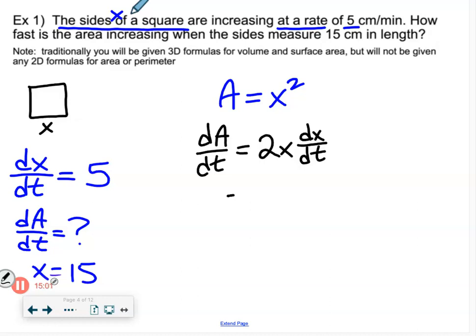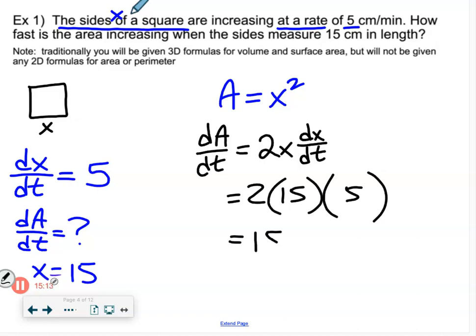Now that you've differentiated, now you can plug in your numbers. So for this problem, what's x? 15. What's dx/dt? 5. So our rate is 150. We need units. This is dA/dt, so it's the units of A over the units of t. What units is the area measured in? Centimeters squared. What's time measured in? Minutes. Centimeters squared per minute.